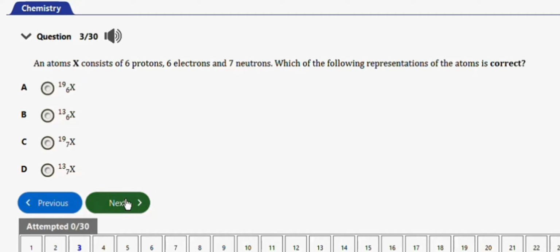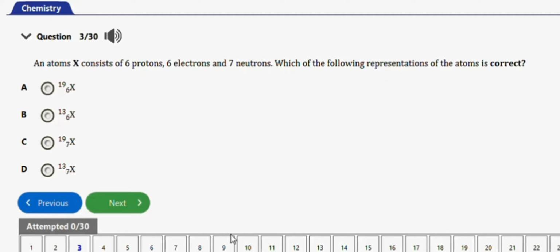The next question says an atom X consists of 6 protons, 6 electrons, and 7 neutrons. Which of the following representations of the atom is correct? Alright, so if we want to get the mass number, it is proton plus neutron. The proton here is 6, the neutron here is 7. So 6 plus 7 will give us 13. So the right option will be option B, where the mass number is 13, the upper value, and the atomic number or the proton number is 6. Option B. That's it for this question.